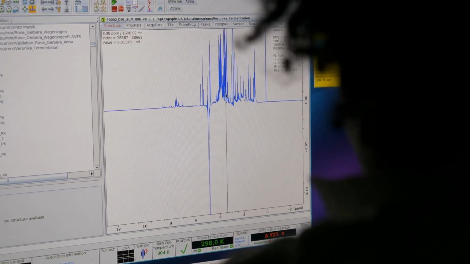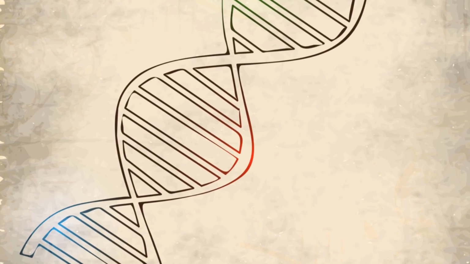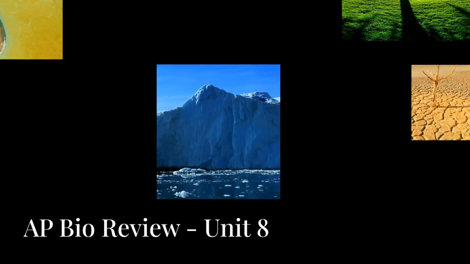Be ready to interpret graphs showing allele frequencies or survival curves. Know the difference between stabilizing, directional, and disruptive selection. Understand concepts like genetic drift, founder effect, and gene flow.